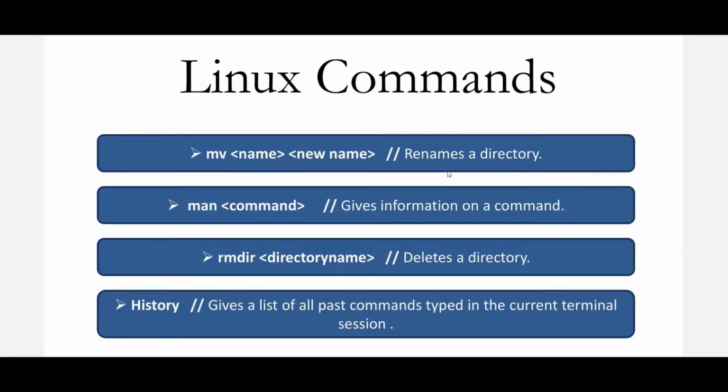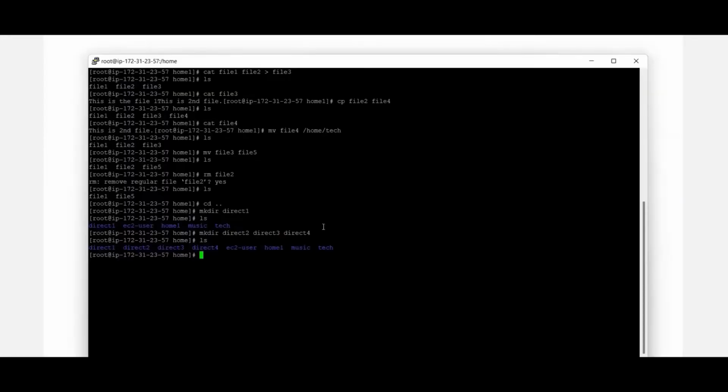mv, we will use this command to rename a directory. Let us say I have one directory over here with the name tech and I want to rename this to the name technology. For that I will use the command mv tech and just type the new name, technology. Now we will check whether we have successfully renamed the directory or not. So yes, now we don't have the directory with the name tech. We have successfully renamed it to technology.